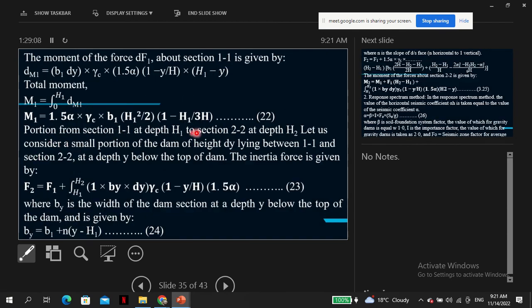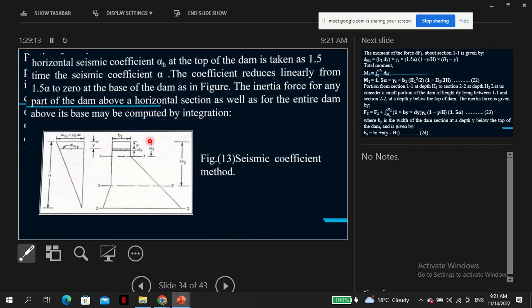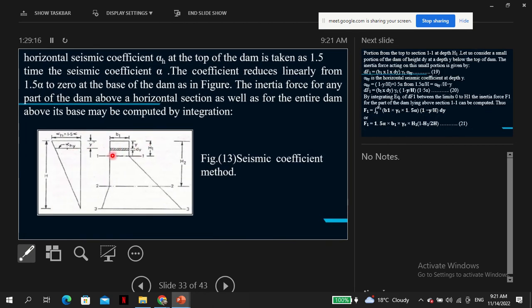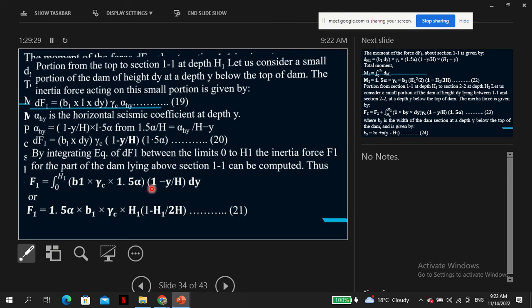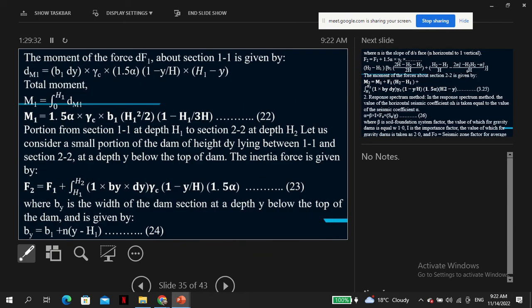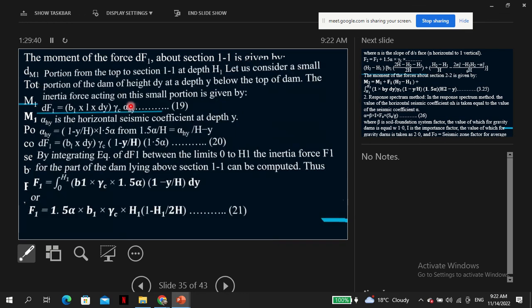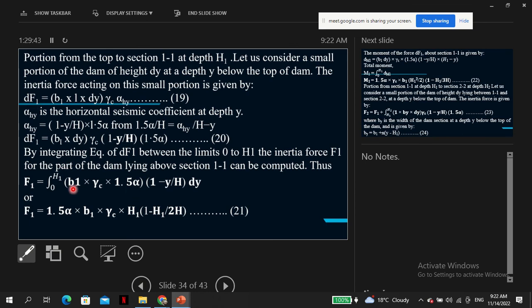Now we are saying portion 1 at a depth h1. So still referring to this portion 1, we want to integrate from point 1 here to point 2. This is what we are doing here. So f1 plus the form. We already established the force equation here, right? This is the force equation, but here we are integrating from 0 to h1, right?